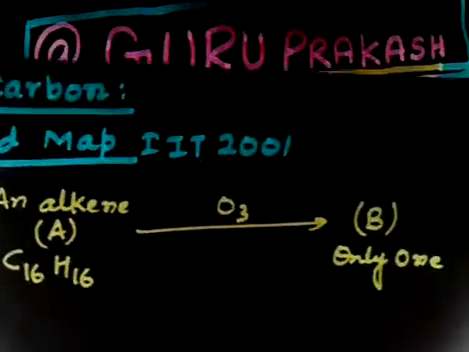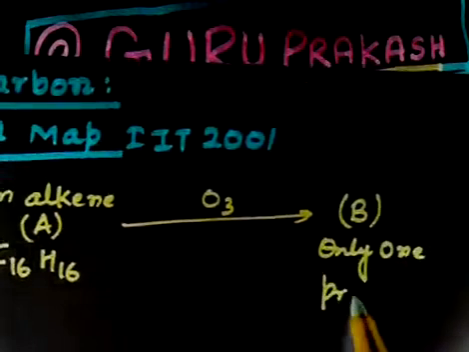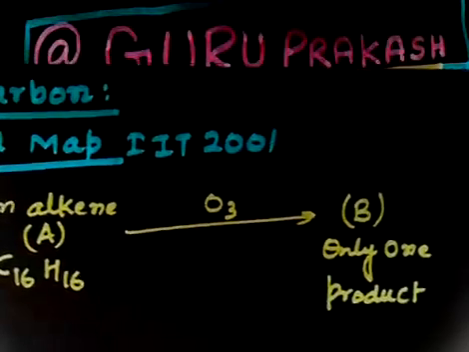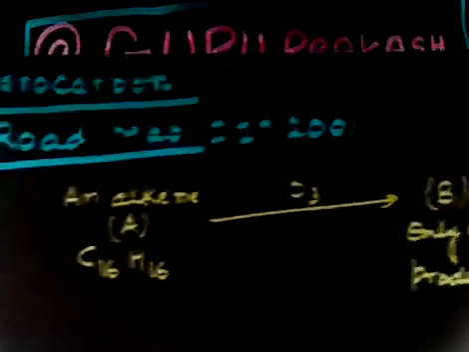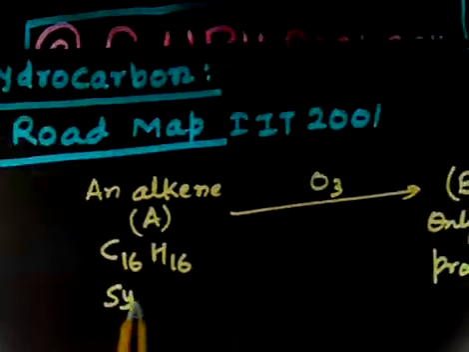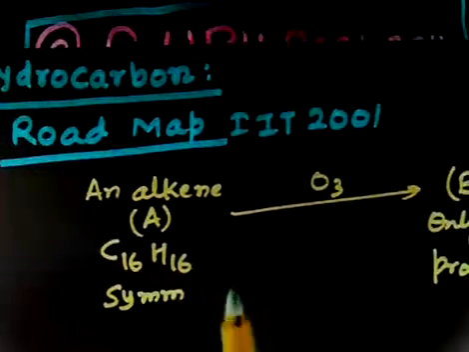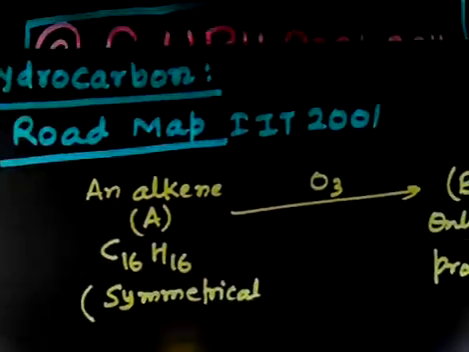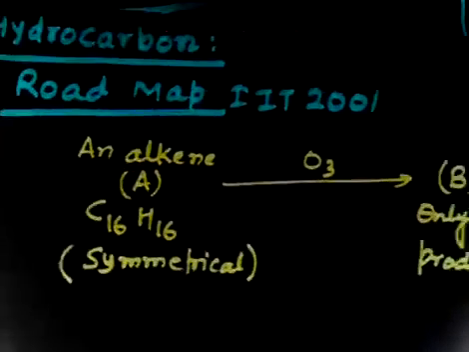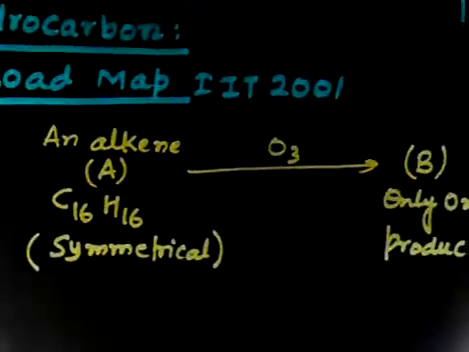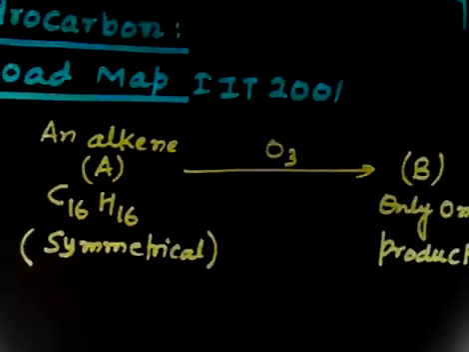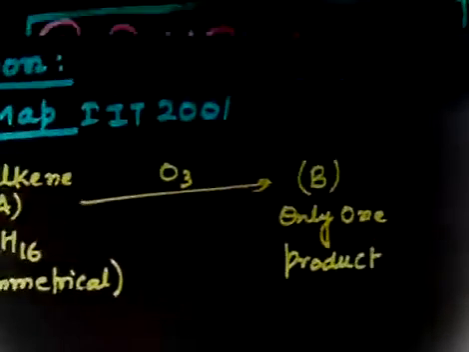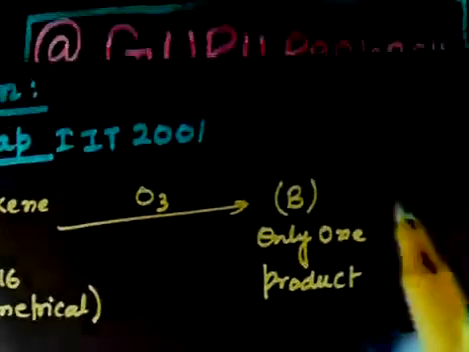So the question says this gives only one product. This must say that my alkene has to be symmetrical. So this is a symmetrical alkene. It has to be symmetrical. Are you getting? Now next says the molecular formula of B is also given, C8H8O.